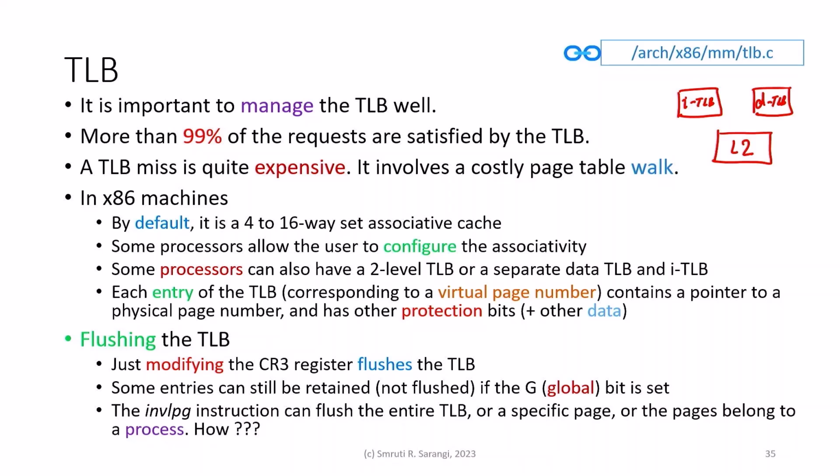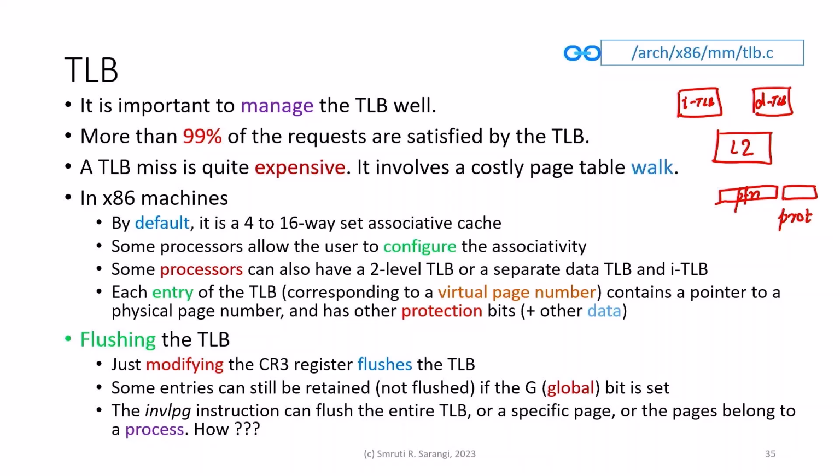On x86 machines, a TLB is a typical 4 to 16 way set associative cache, and you typically have 2 levels, and each entry along with the translation, which would actually be the physical address, the physical page frame number, it also has your protection bits, right? So it also has all the bits for protection.